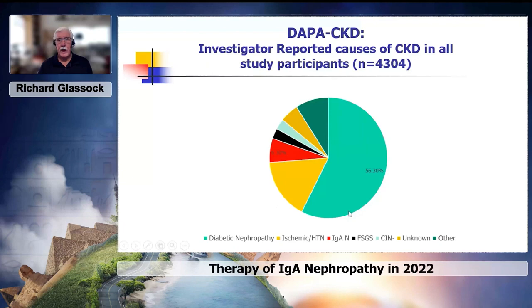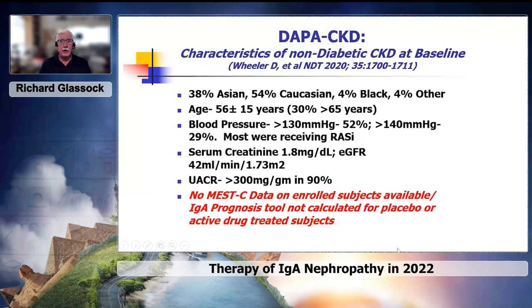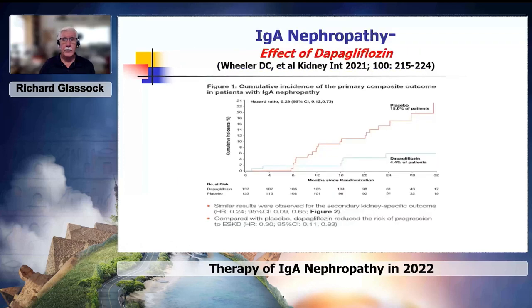Most of the patients in the DAPA-CKD trial had diabetic nephropathy as shown here, but 6% had IgA nephropathy. In the IgA nephropathy group, they were both Asians and Caucasians. They tended to be old, tended to have rather poorly controlled blood pressure, elevated serum creatinine, and modest proteinuria. There were no MEST-C data in any of the enrolled subjects, and the IgA prognostic tool was not calculated for either the placebo or the active drug treatment.